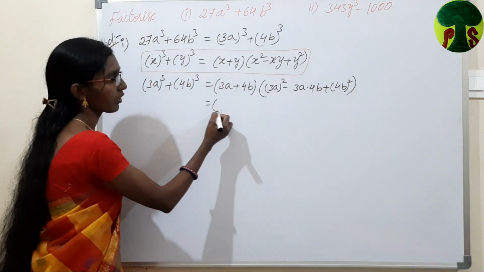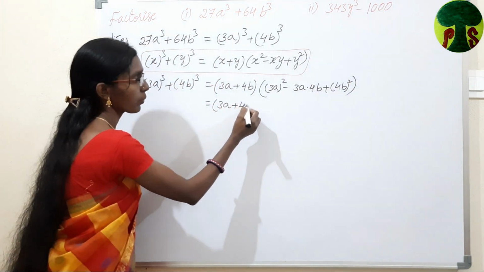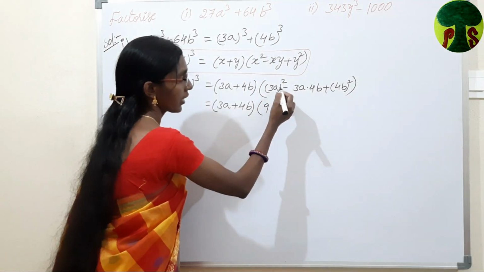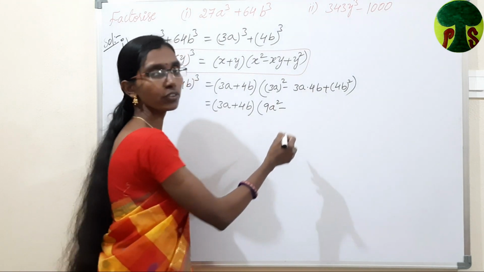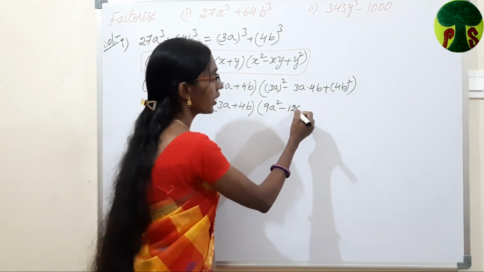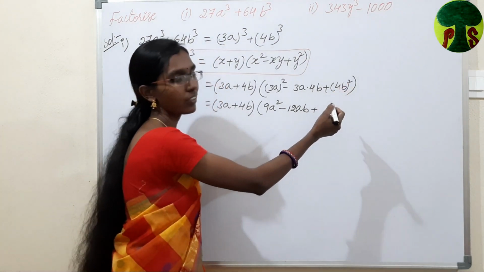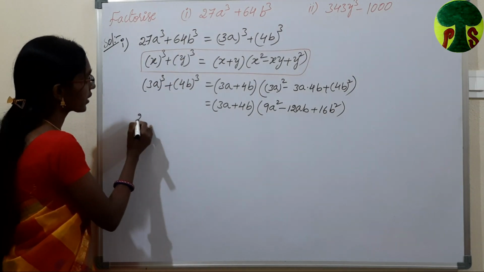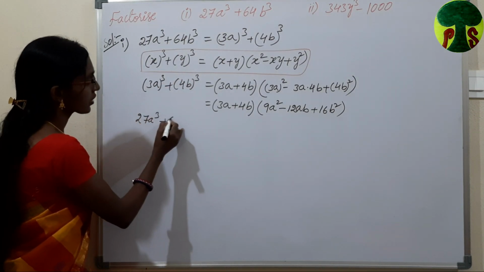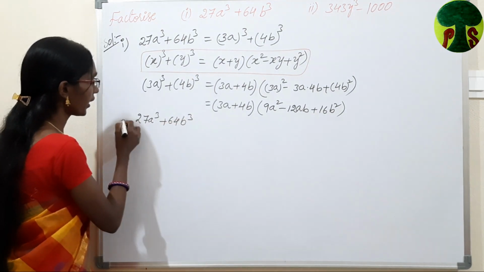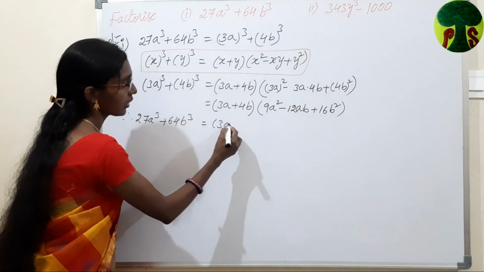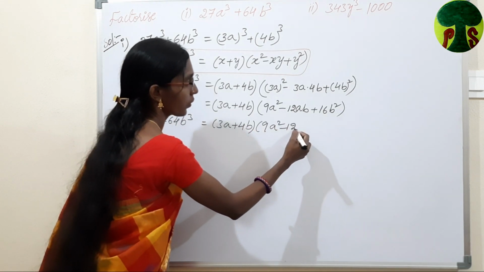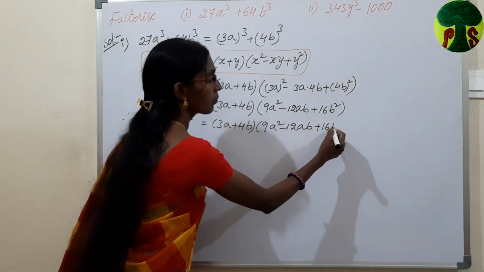Now we have to simplify. 3a + 4b into, 3a squared is 9a², minus 3 into 4 is 12ab, plus 4 squared, 16b². Therefore, 27a³ + 64b³ can be expressed as (3a + 4b)(9a² − 12ab + 16b²).